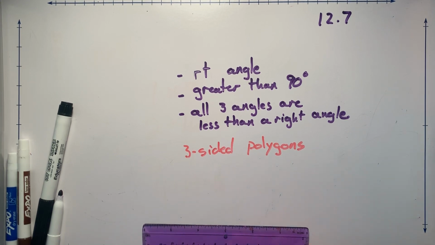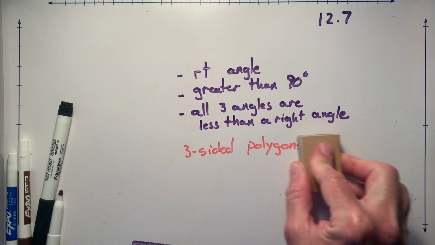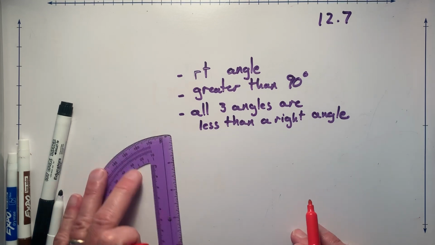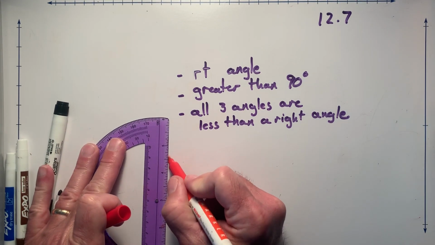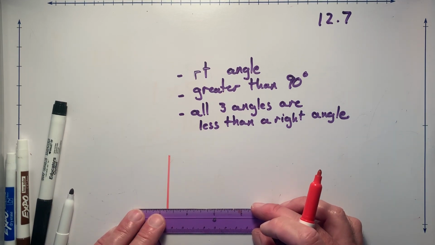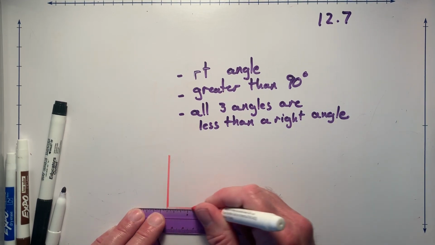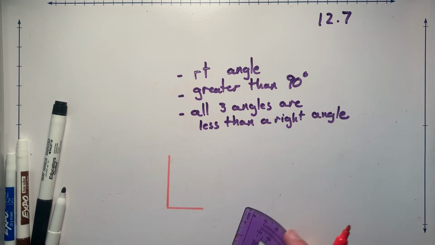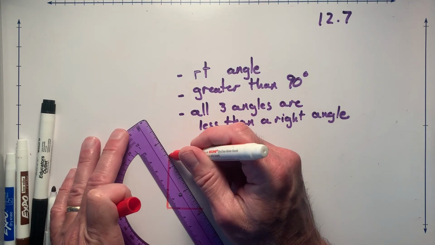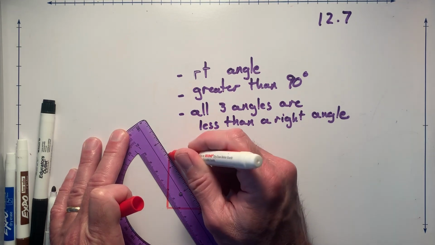With these, let's take a look at the different types we have. First of all, we have a triangle that has a right angle to it. So let's draw a right angle triangle here. I'm going to draw this using my protractor. You do not need a protractor in 3rd grade, but I am going to use one, and I will again discuss it in the next video how it works.